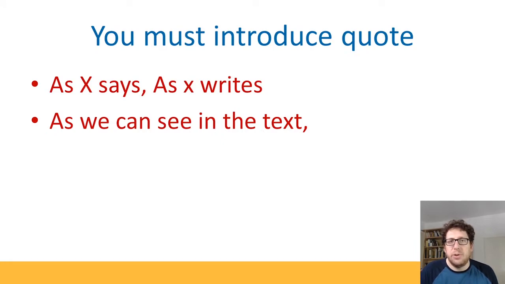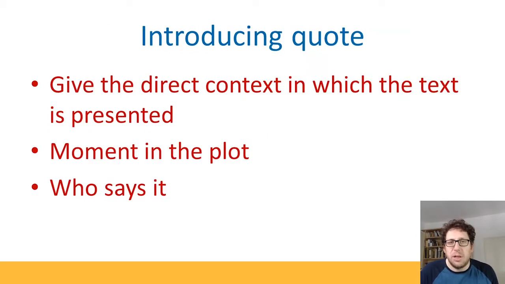Don't forget to introduce the quote. So you can use phrases like as the narrator says, as John says, as John writes, as we can see in the text, and then bring in the quote. Sometimes you're going to need to give some context. Towards the ending of the story, in the opening paragraphs of the story, just after John leaves, just before John comes into her room, when the narrator is already seeing things. Just give us the idea of where the quote is coming from.